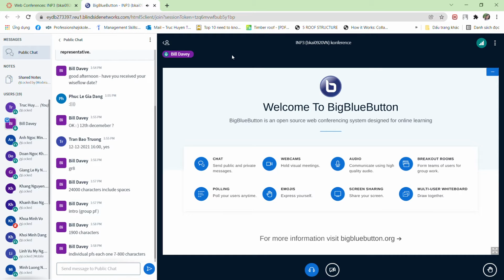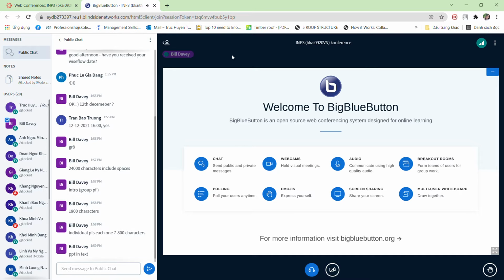So those are the two main features. We've got the introduction, which is the group problem formulation, and we've got the individual problem formulations, which are quite short. They are the little PowerPoints you made, but in text. So you write those up, and it will be about 10 lines, something like that, per person.